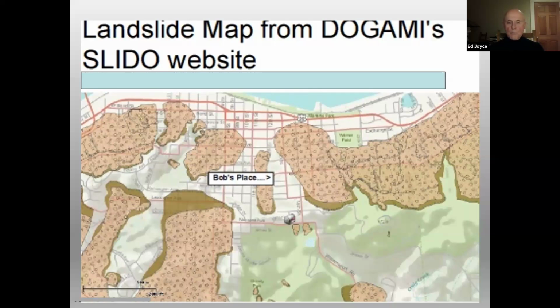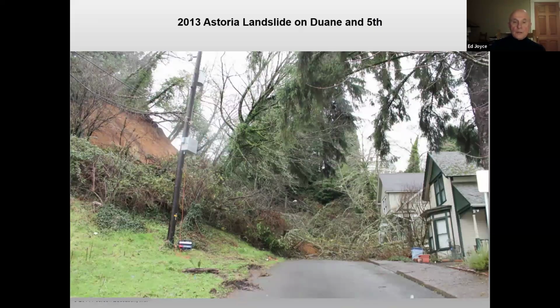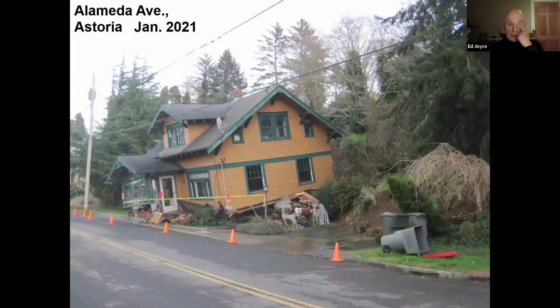You have to be careful of where you buy and build in Astoria, and not just Astoria, along the whole coast. But I live in Astoria, so I'm most familiar with Astoria geology. It can be a challenging place to live. As you can see here on Duane and Fifth, there's a huge landslide here. Luckily, no houses were involved. However, back in '21 on Alameda Avenue, there was a slide from behind the house. It pushed the house off its foundation and just about into the street.